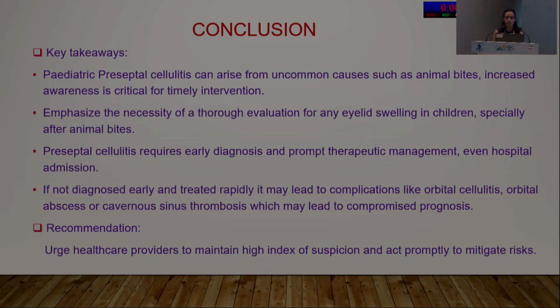So I would like to recommend all healthcare providers to maintain a high index of suspicion and promptly mitigate the risk. Action was taken promptly, and the key takeaway is that pediatric pre-septal cellulitis can arise from uncommon causes like animal bites, so increased awareness is critical for timely intervention. We should emphasize the necessity for thorough evaluation in any eyelid swelling, especially after animal bites.